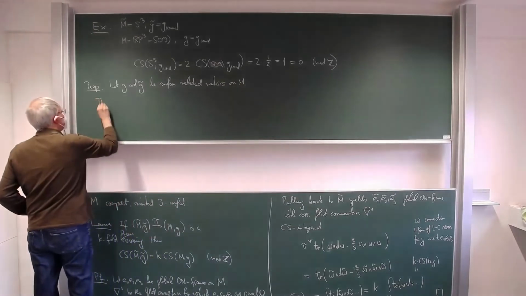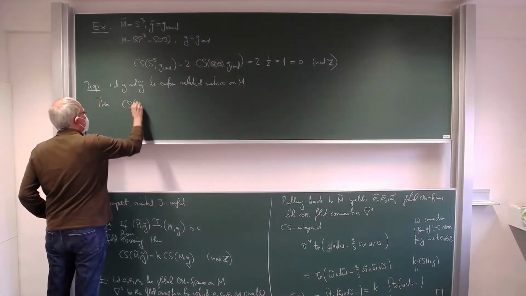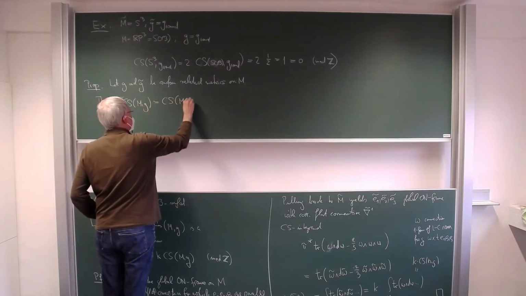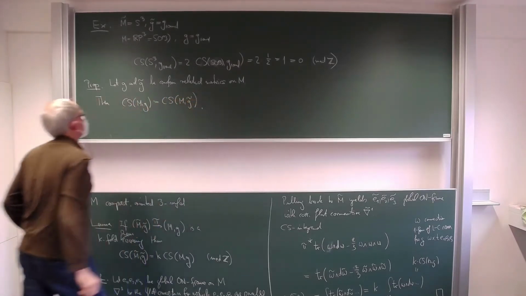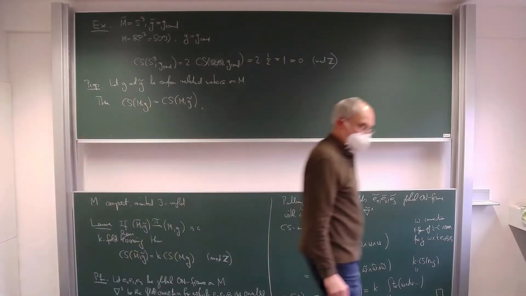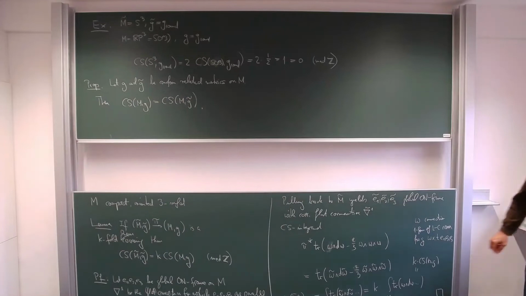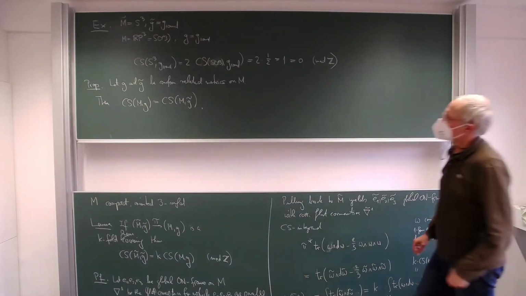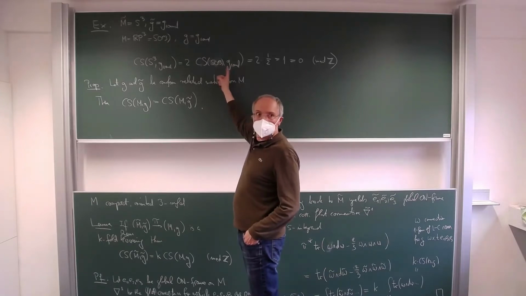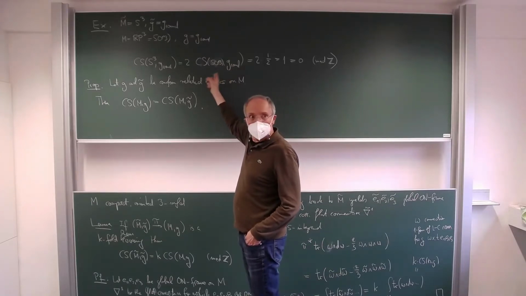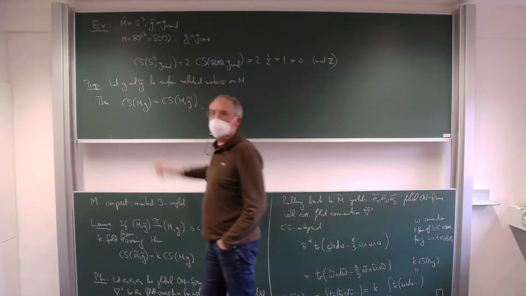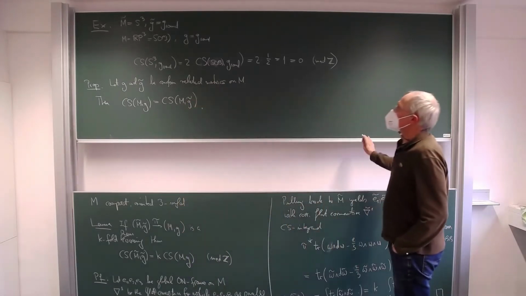And then the Chern-Simons invariant of M with the metric G is the same as that of the metric G tilde. So it's a conformal invariant. It's not always the same. We have seen, or mentioned, this last time: if you provide SO(3) with a one-parameter family of natural metrics, the Chern-Simons invariant varies with that metric. But if the metrics are conformally related, then the Chern-Simons invariant is the same.